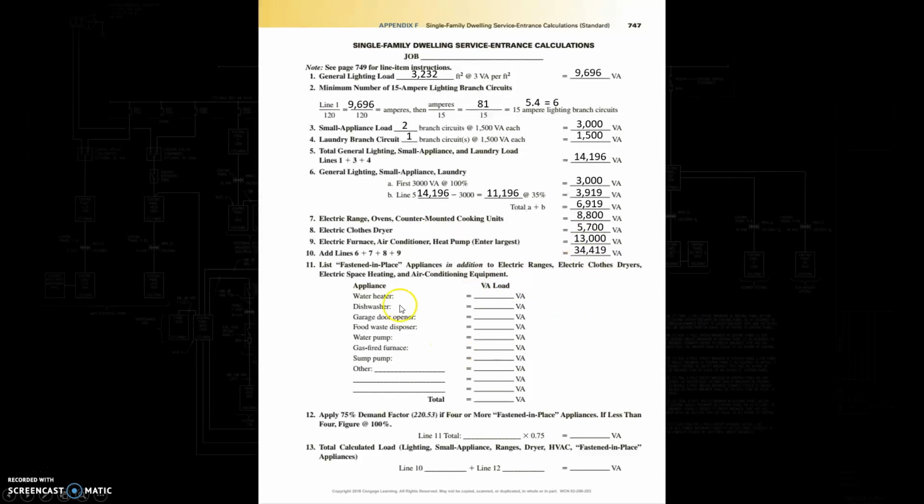Now we're going to add up lines 6, 7, 8, 9. Basically, that's everything to this point, right? So we go ahead and do that. We get 34,419. I do think the textbook has an error coming up. It might be right there, but it's just a misprint. The correct numbers are shown here.